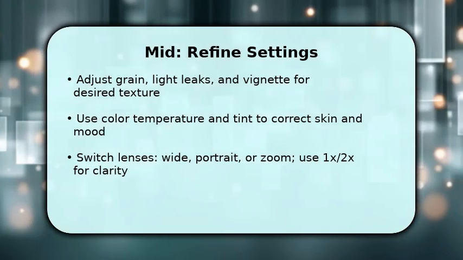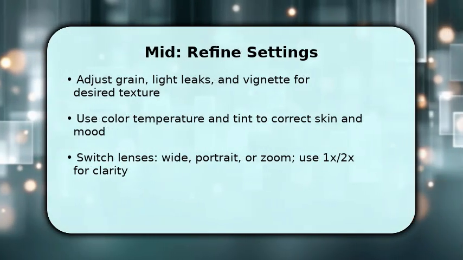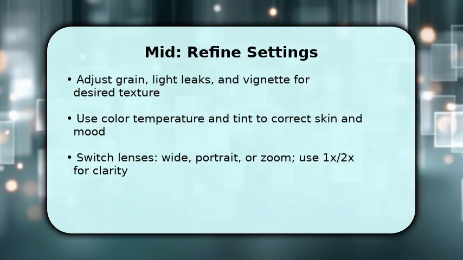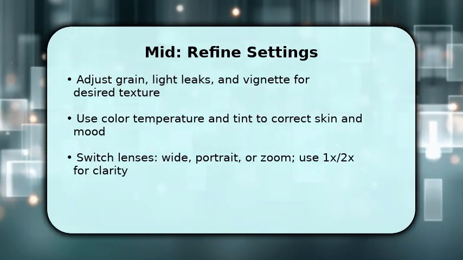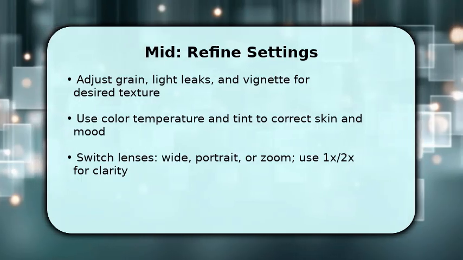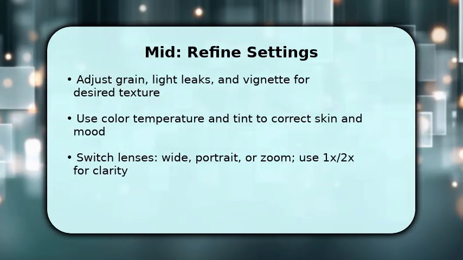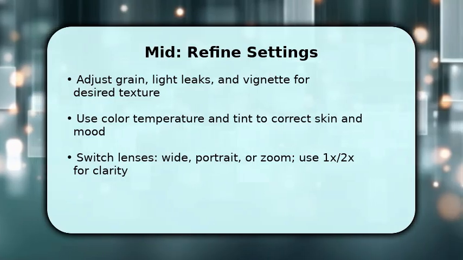Now refine the look. Open the editing sliders and increase or decrease grain to add texture, then layer light leaks sparingly so they read as intentional. Use the temperature and tint controls to warm or cool skin tones. A slight warm shift often feels nostalgic.